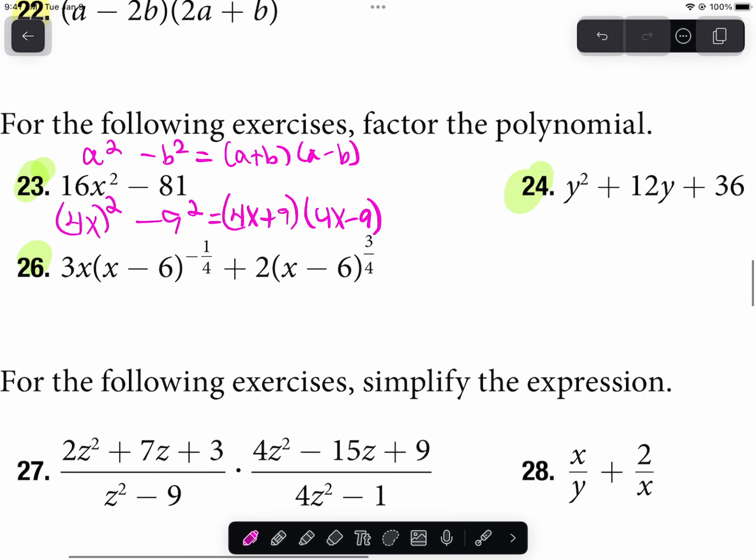Now, how do I know that? Well, the fact that c is a 3 or a power of 3 is very helpful to determine that that's the thing you want to go with. But 27 is 3 to the third.